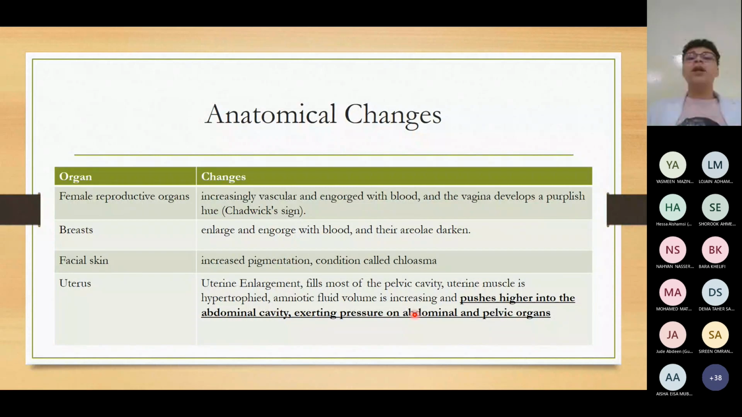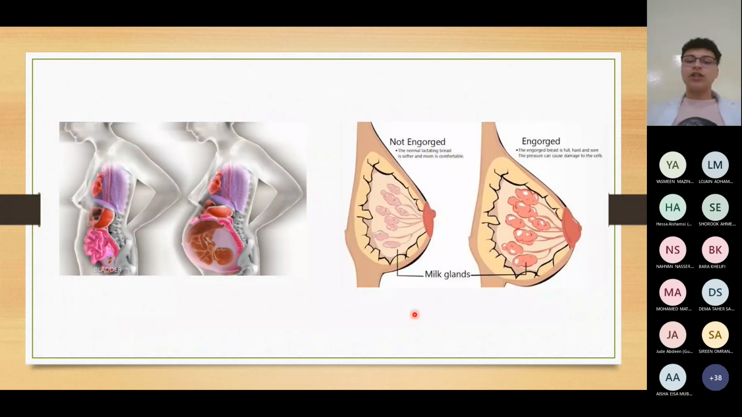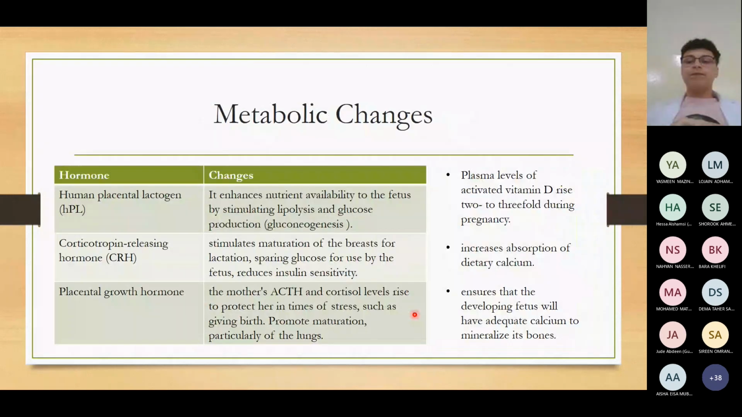What do you mean by hypertrophy? Increase in muscle size. Hypertrophy means increase in muscle size. It does make sense that everything is going to become bigger. Okay? This is how you're going to remember the anatomical changes. Is anything going to become smaller? No, because you're having an extra baby and everything needs to be more vascular, more blood, more enlargement. That's it for the anatomical changes, really. Did you guys understand the anatomical changes?